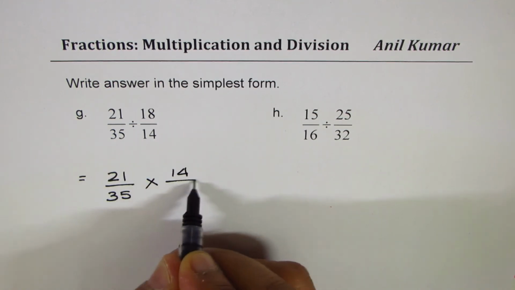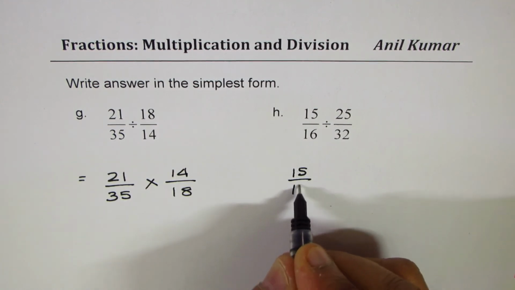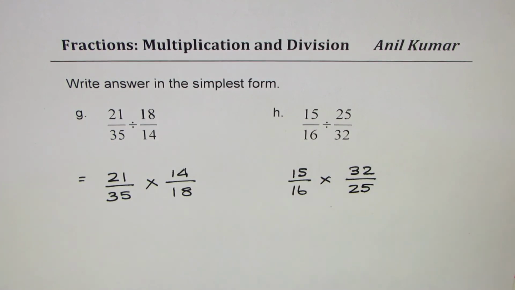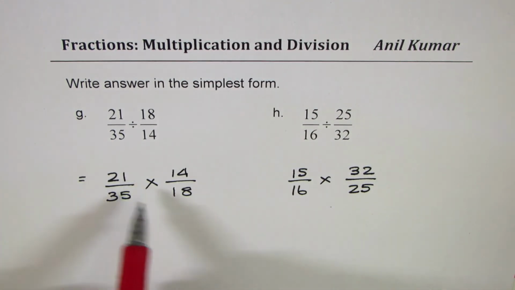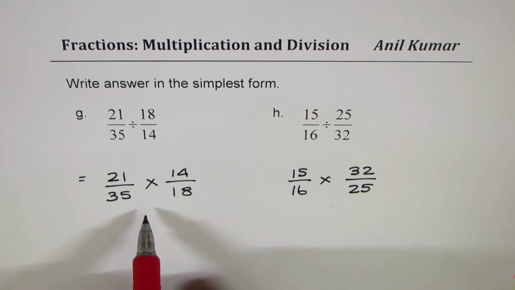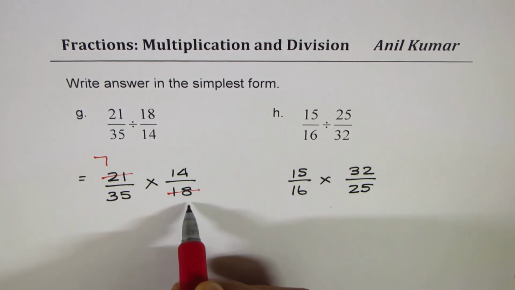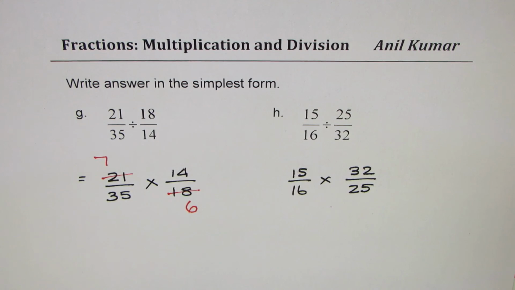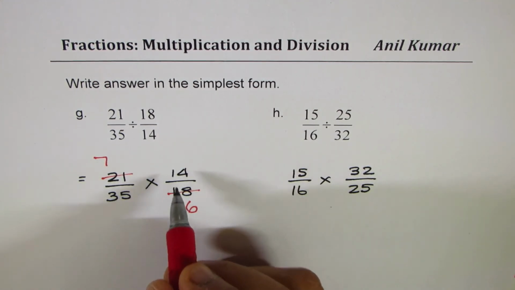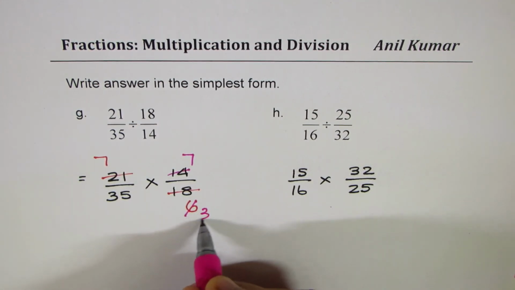14 over 18, correct? Same you're going to do with the next question, which is 15 over 16 times 32 over 25. Now we need to simplify. Let's see, how can we divide each one of them? So, well, you could do 3 times 7 and 3 times 6 is 18. That's one thing you could do, right? Now 6 and 14 are even numbers. You could actually divide them further by 2. So you get 7 over 3.